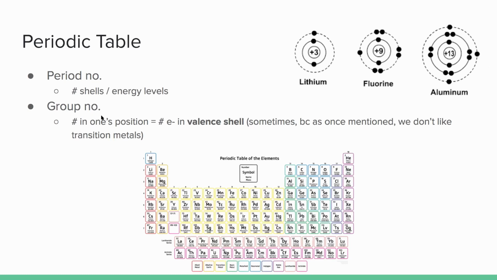Next, group number. Sometimes the number in the ones position of the group number is used. So for example, in group 13, we would use the number 3. The number in the ones position represents the number of electrons in the valence shell, which means the outermost shell of the atom. Now, using the number in the ones position to find the number of electrons in the valence shell doesn't apply to the transition metals, which are in group 3 to group 12.